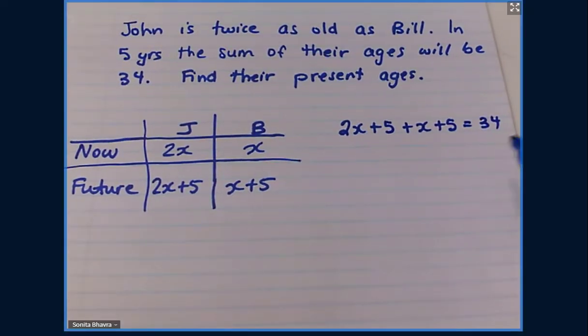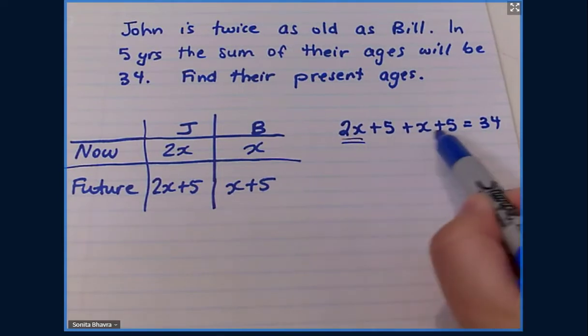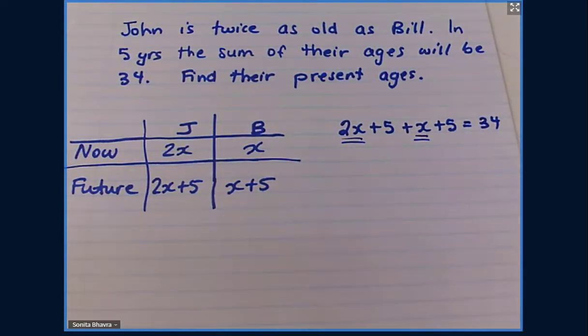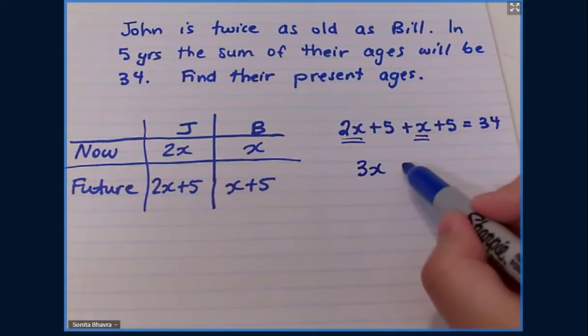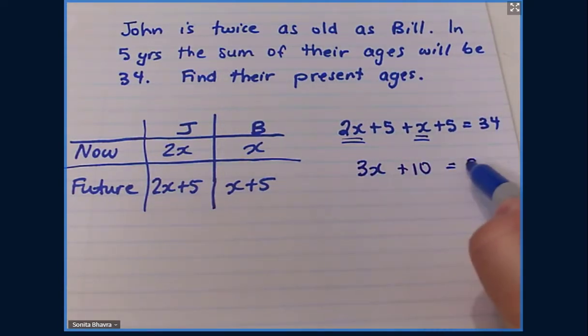Okay, collect like terms. So we have 2x and x. We can collect that together. That gives us 3x. 5 plus 5, that's 10, is equal to 34. And now we can go ahead and solve for x.